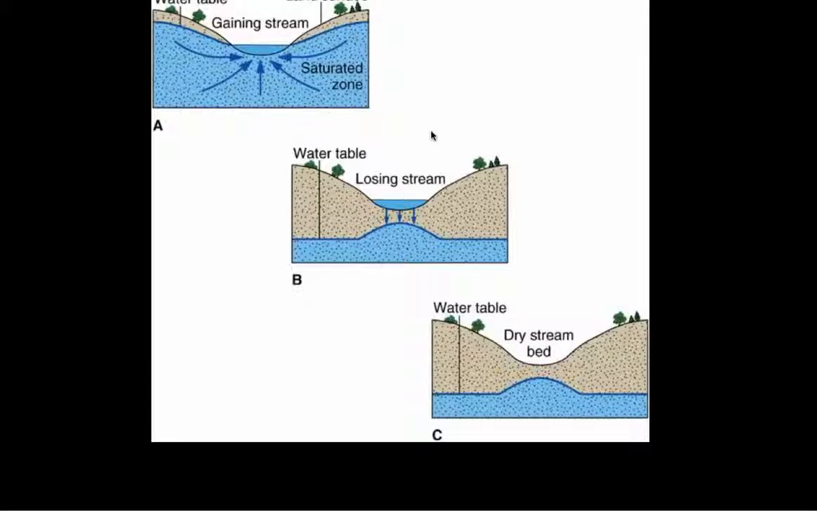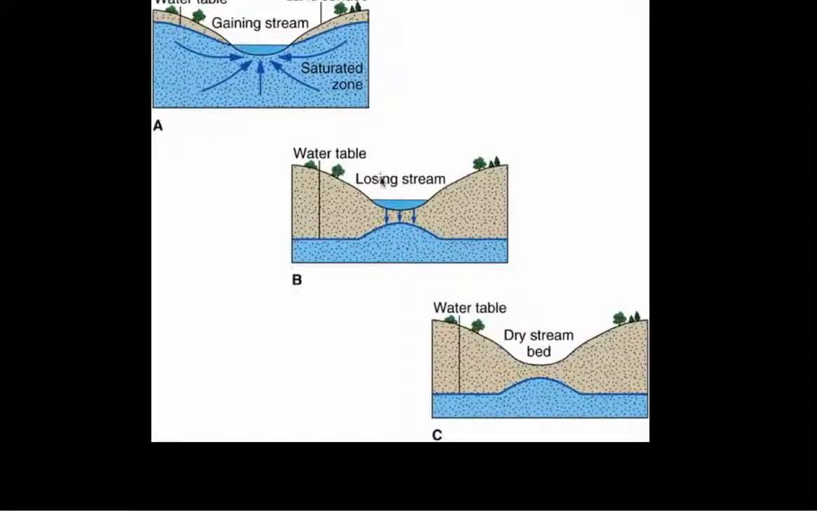Okay, let's talk about gaining streams and losing streams and dry stream beds. When you have a lot of water coming into an area, it will contribute to the stream. This is what I was talking about earlier. In this case, the water table is higher than the stream.